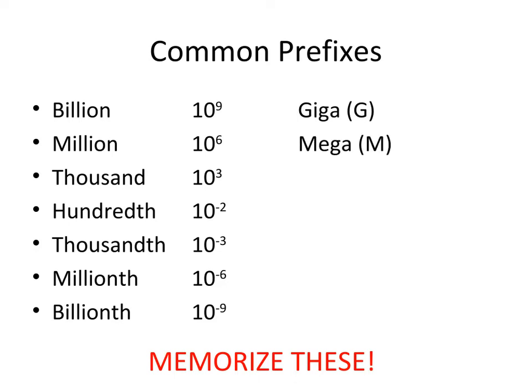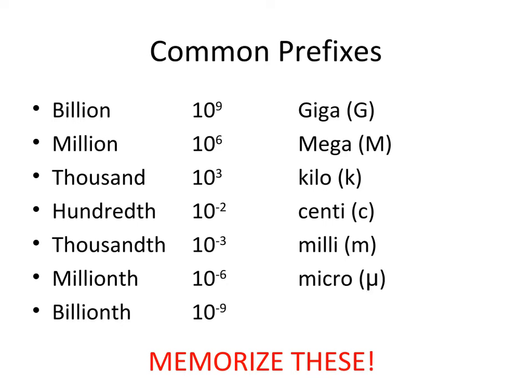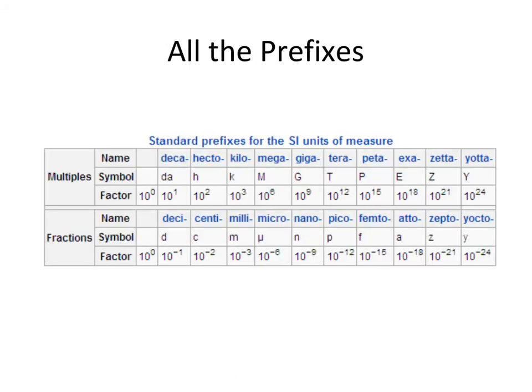10 to the 9 is also giga, which is capital G, mega, 10 to the 6, capital M. Kilo is small k, lowercase c for centi. Milli, which you've seen before as well, is lowercase m. Millionth is micro. Notice that for micro we use this prefix, which is the Greek letter mu. And that's because we use m so often, we needed to find a different m to use. 10 to the minus 9 is nano, lowercase n.